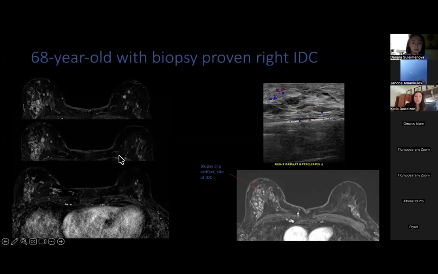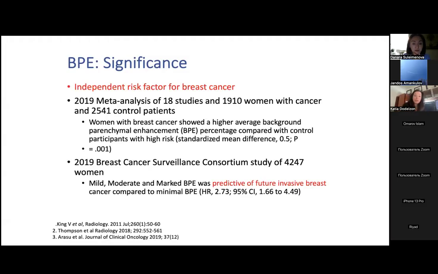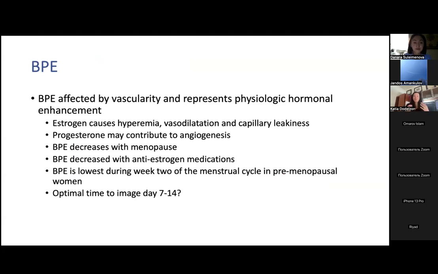So it could both have fooled you into thinking that some of these are cancers and potentially obscure a cancer as well. The other reason that background parenchymal enhancement is very important is because it is an independent risk factor for future development of breast cancer. There are multiple studies and now meta-analyses that demonstrate that women with breast cancer tend to have much higher background parenchymal enhancement compared to control participants. You could look at these studies. And the reason behind it is really what controls background parenchymal enhancement. And those are two things.